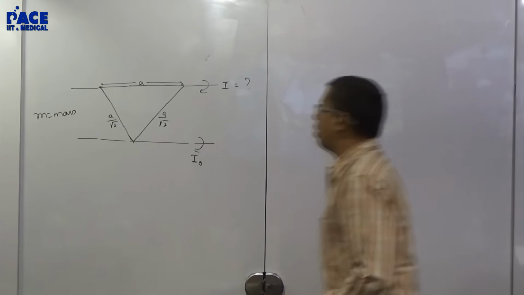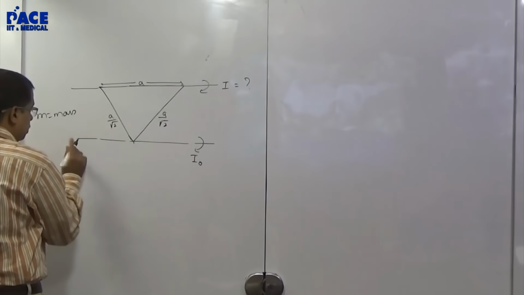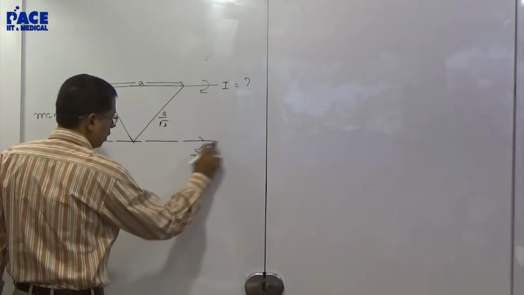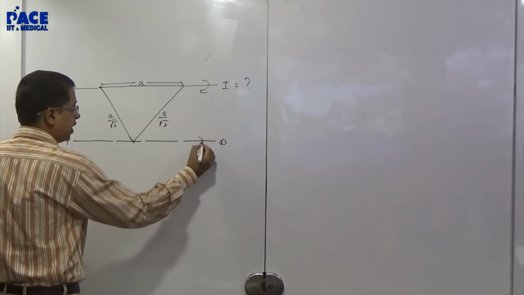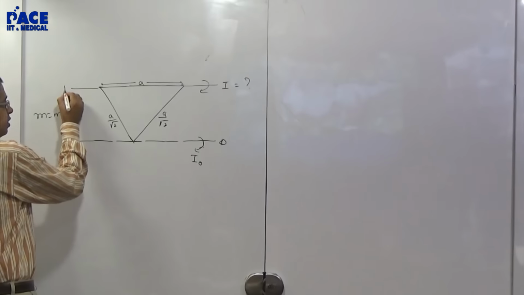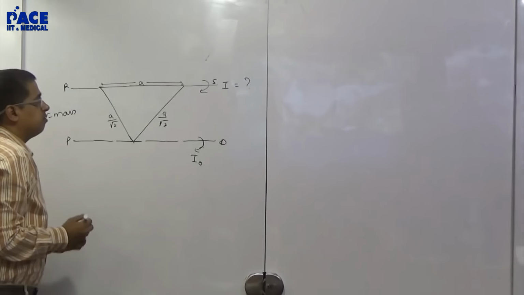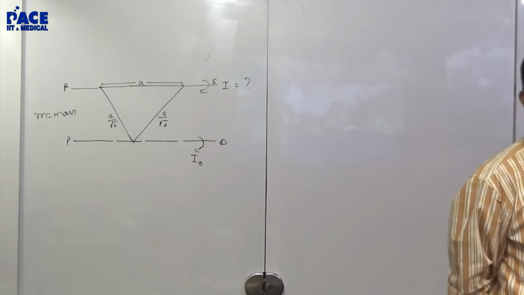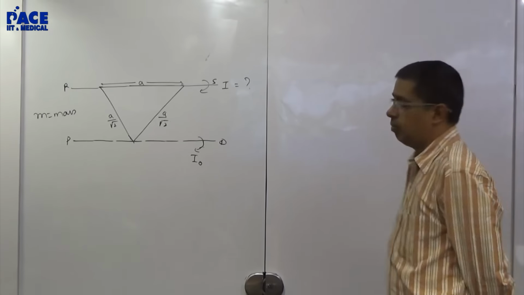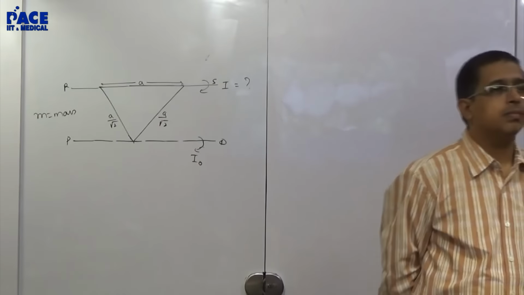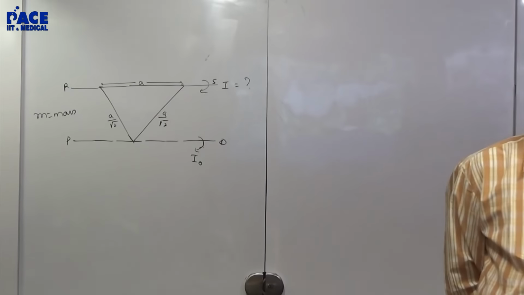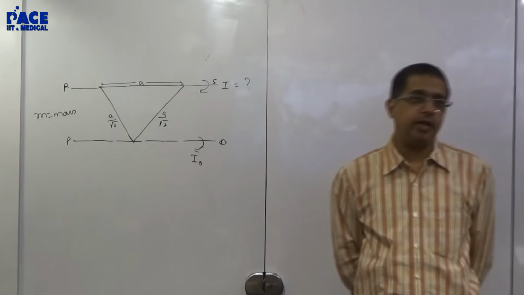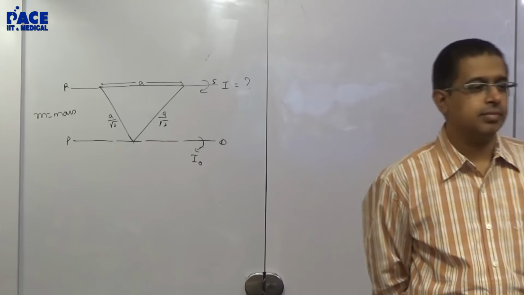Moment of inertia about PQ. PQ is parallel to this. About PQ is I naught. Find the moment of inertia about RS. If M is the mass of the plate. Is the center of mass of an isosceles triangle at its centroid? Centroid. Okay.